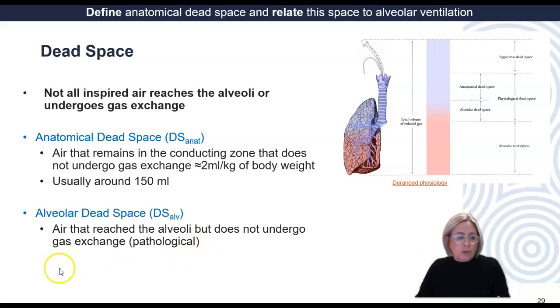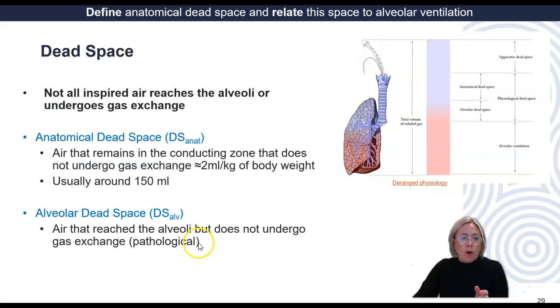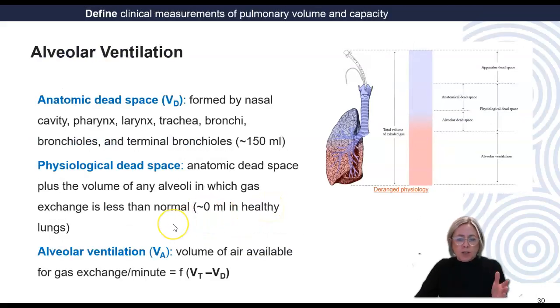So it's pathological. Now, alveolar ventilation is important because it's the volume of air that's actually available for gas exchange per minute. So what we have to consider here is the anatomical dead space from the previous slide, so that 150 mil in the conducting zone. We also have to consider whether or not there is some value to this alveolar dead space. So normally this one should be 0, right? But in some clinical disorders, it's going to have a value. So the physiological dead space is the anatomical dead space plus the volume of any alveoli in which gas exchange is less than normal.